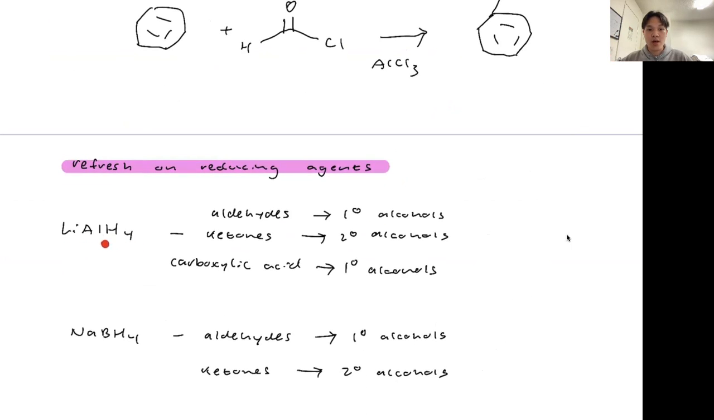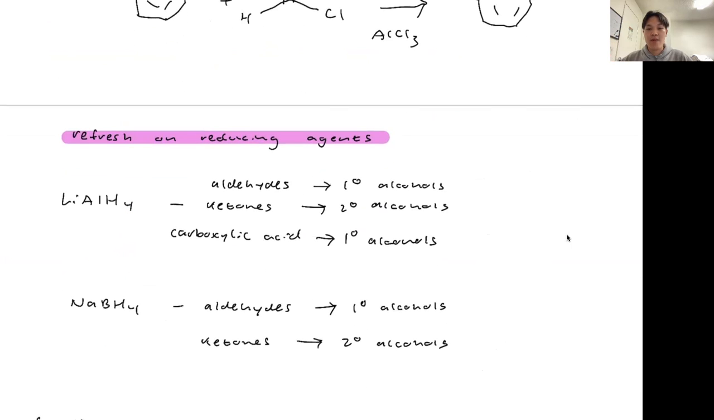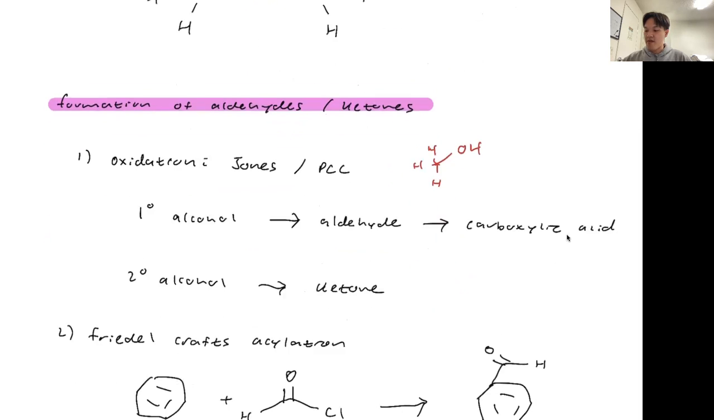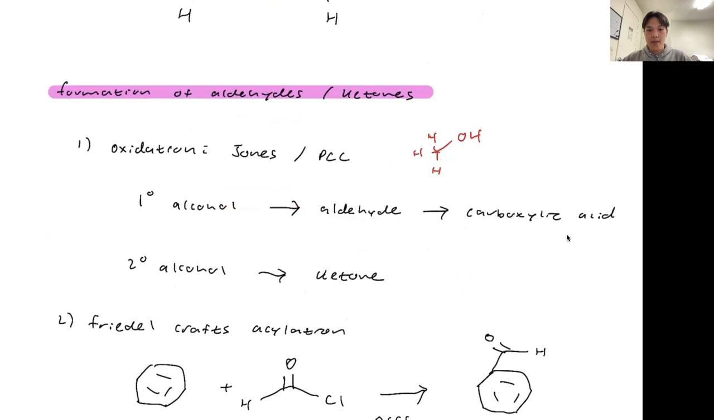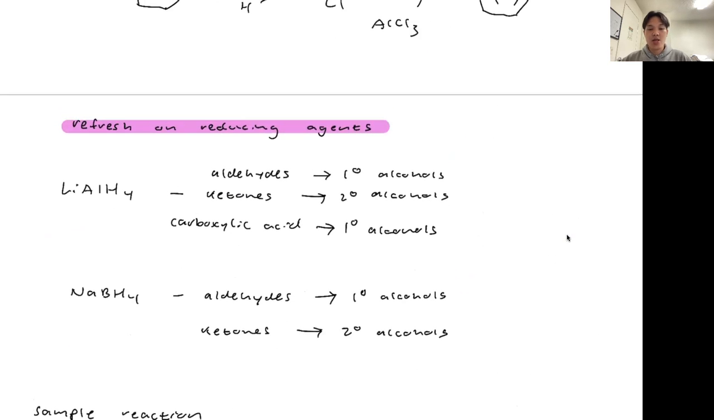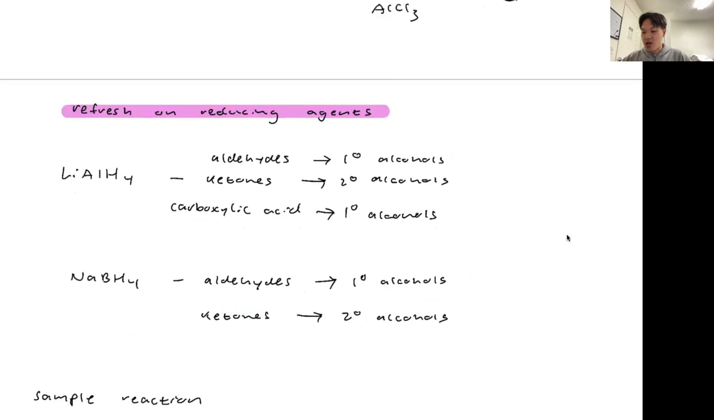LiAlH4, lithium aluminum hydride, and then we have NaBH4, which is a little bit less reactive and less strong, which is sodium borohydride. So lithium aluminum hydride turns aldehydes into primary alcohols, turns ketones into secondary alcohols, and carboxylic acids, if you remember from up here, it turns into a primary alcohol. And then for sodium borohydride, aldehydes are turned into primary, and then ketones are turned into secondary, right? These are just some of the reagents that you would have to know.